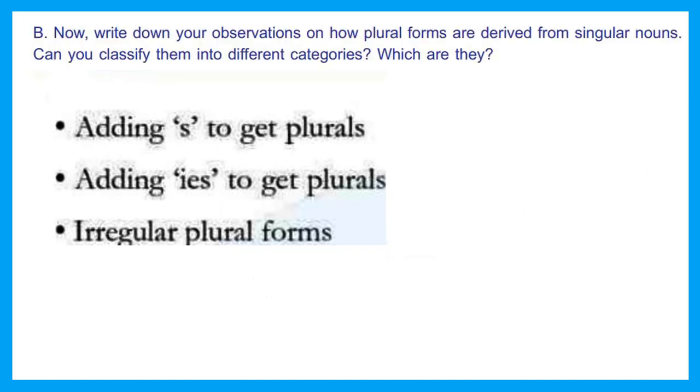Now write down your observations on how plural forms are derived from singular nouns. Can you classify them into different categories? Which are they? Adding s to get plurals. Adding ies to get plurals. Irregular plural forms.